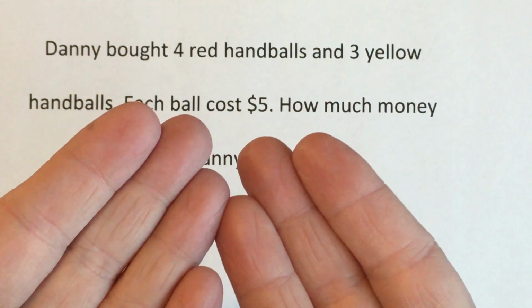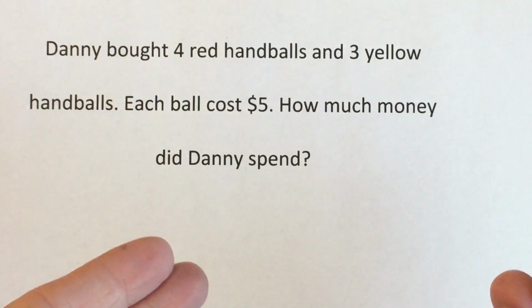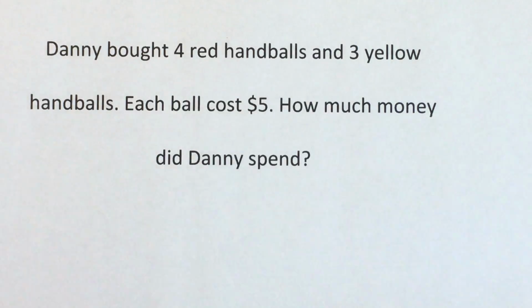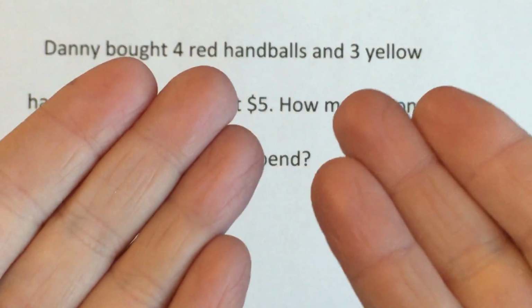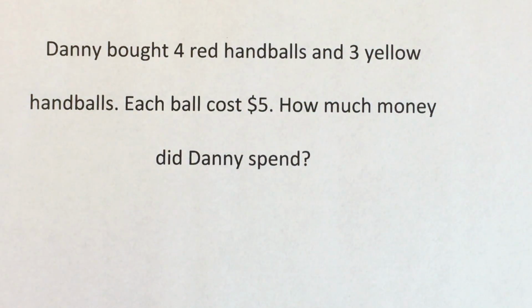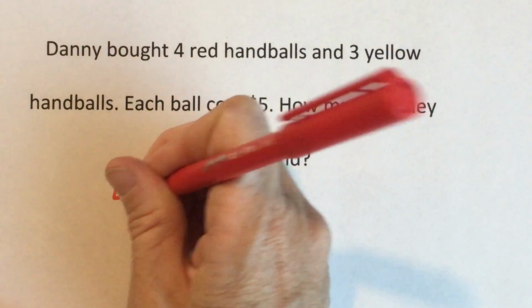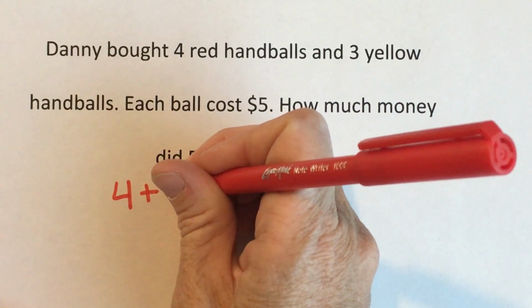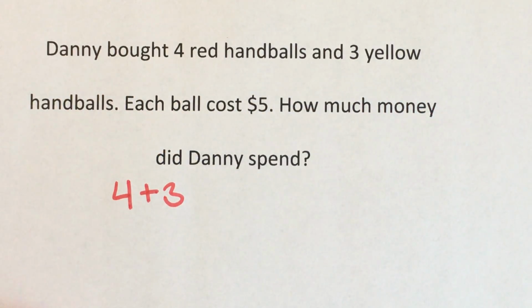I don't know if you're thinking that. And then each one of those he spent $5 on. So that's how I'm making sense of it in my mind. 4 red, 3 yellow, and then they each were $5. So I would maybe say that I first think I should add my 4 red handballs and my 3 yellow handballs.